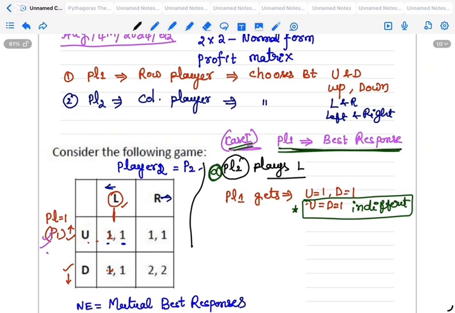Next, player 2 first plays L and next plays R. How does player 1 get? The second condition: player 2 plays R, right. Player 2 plays right. How does player 1 get?